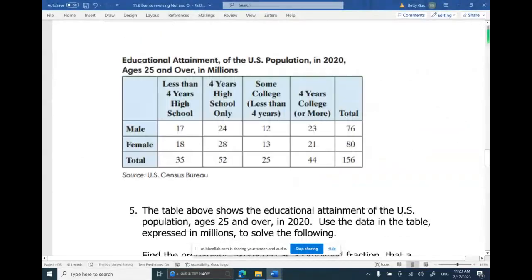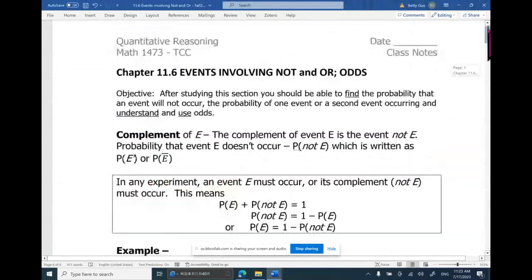From the title of this section, we can see we have three topics to study in this section: probability of events involving not, probability of events involving or, and the concept of odds. So three things in this section.